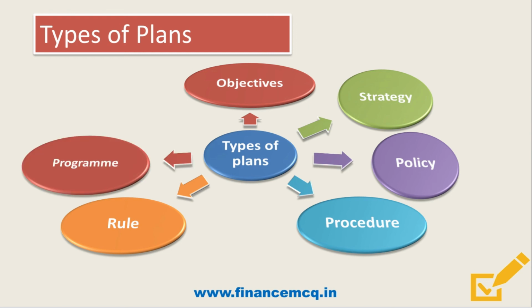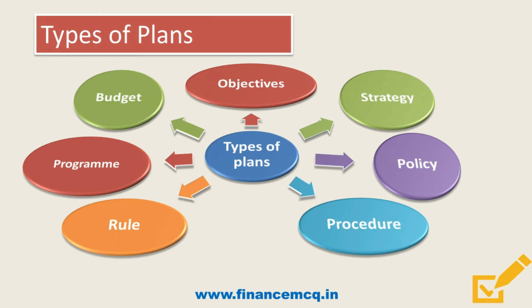Next is program. Programs are detailed statements about a project which outline the objectives, policies, procedures, rules, tasks, human and physical resources required, and the budget to implement any course of action. And the last type of plan is budget. A budget is a statement of expected results expressed in numerical terms. It is a plan which quantifies future facts and figures.